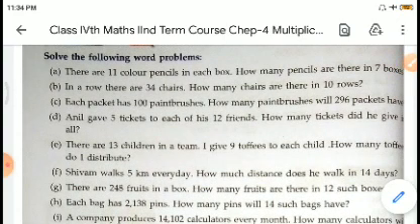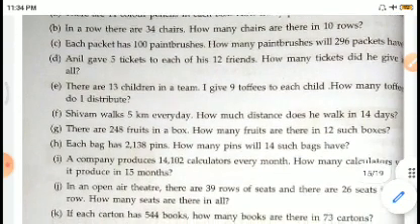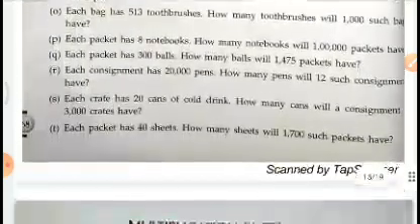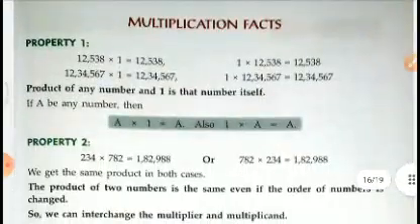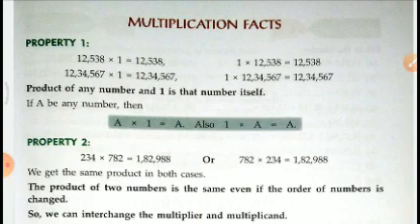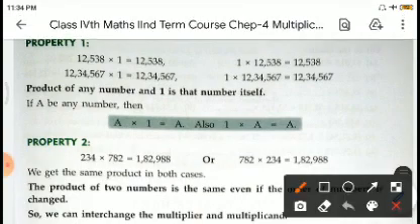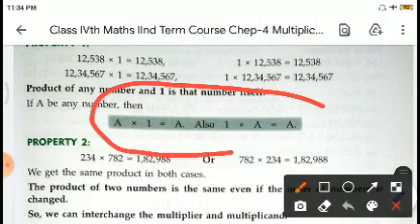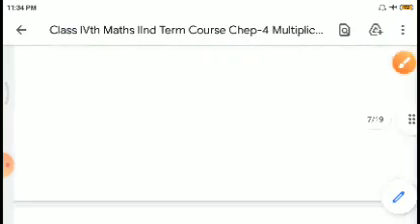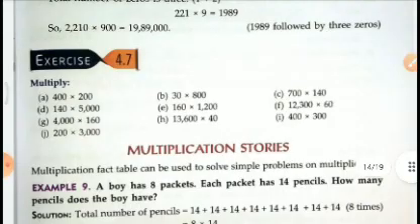In a row there are 34 chairs. How many chairs are there in 10 rows? So we put a 0 after 34 and we get 340. This is how you can do this. Now we have some facts here. It is very important for you to know that when we multiply any number by 1, we get the same number, and when 1 is multiplied by any number, we get that number as the answer.